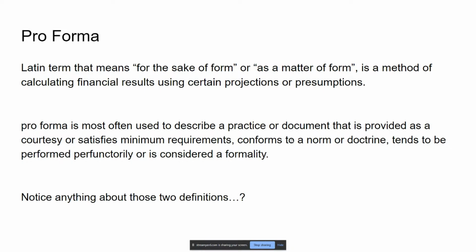Get a couple estimates, because one guy might be crazy high, one might be low. Who's right? Well, you kind of want to figure that out. But a pro forma, what that is, it's defined there. That's just a Latin term, for the sake of form. So basically, just as a requirement, or as something nice to have, right?